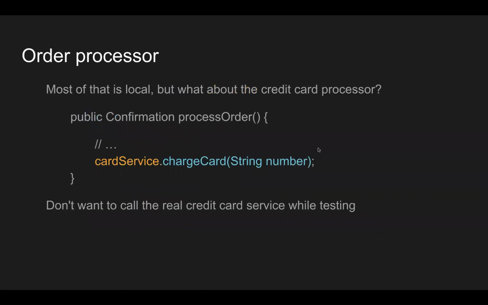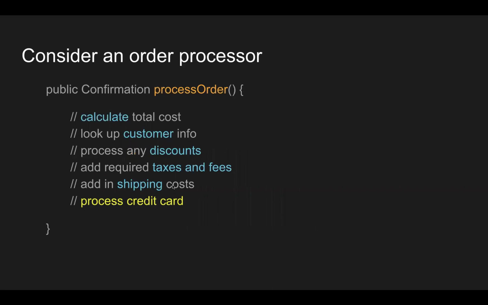Now, the part that's a little awkward from our point of view is the credit card charger. Because if I want to run a test, I don't really want to go and charge the credit card. I certainly, not even as a fake that I remove. I'd like a mock object for the credit card charger, so that when I call charge card with a string number on the card service, it just returns a known value, because I don't care about the details of the card charger when I'm testing my logic in the process order method.